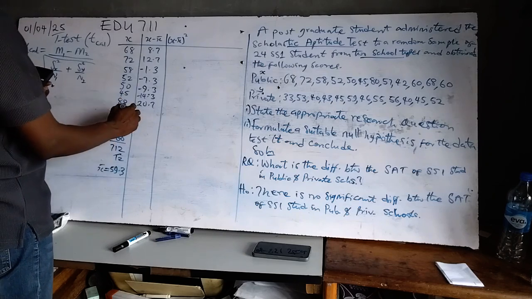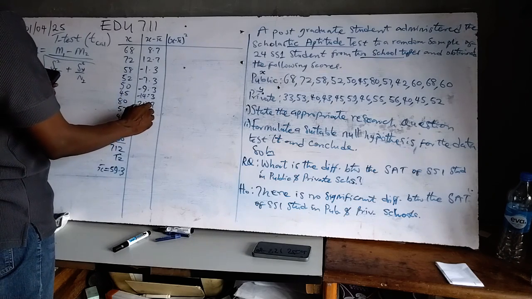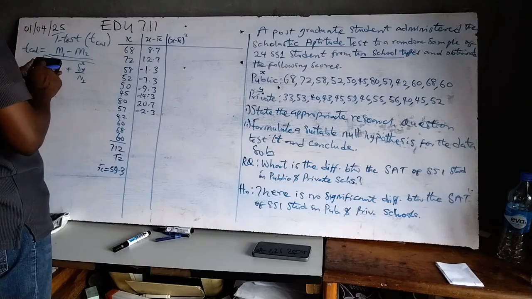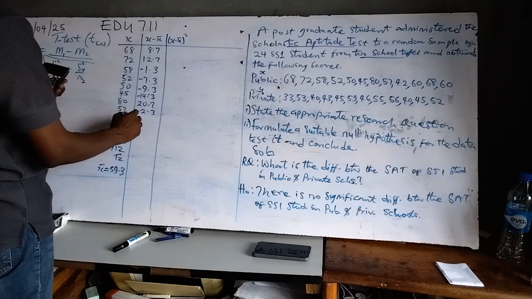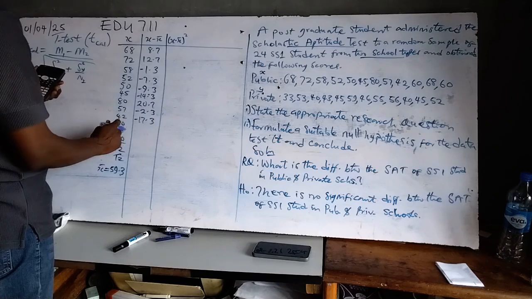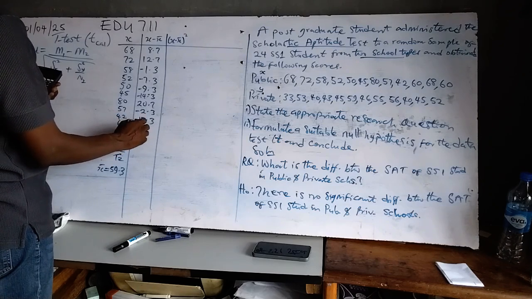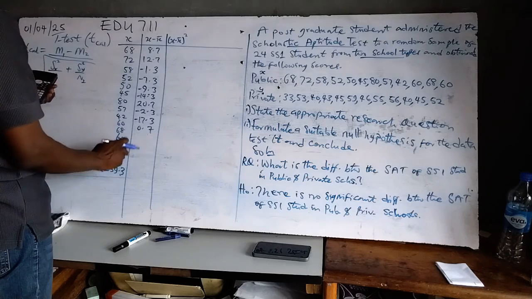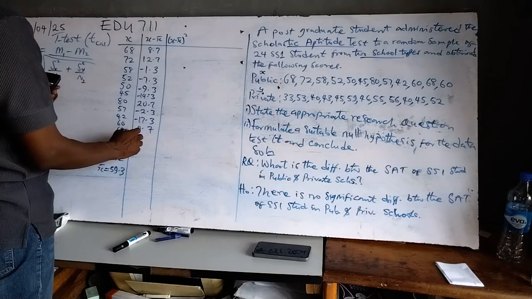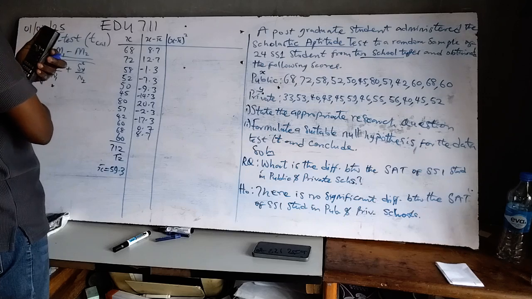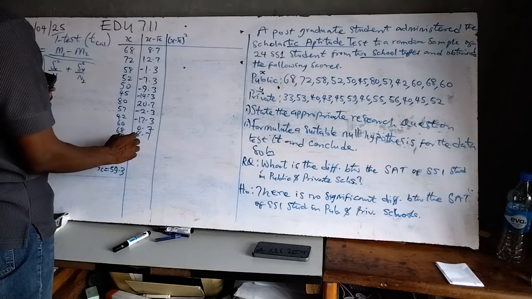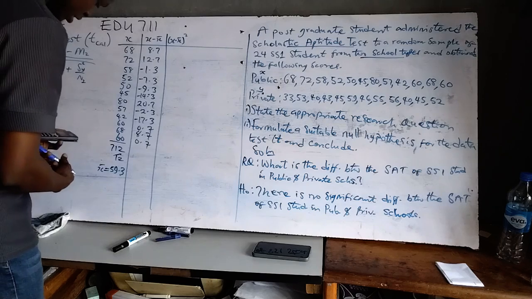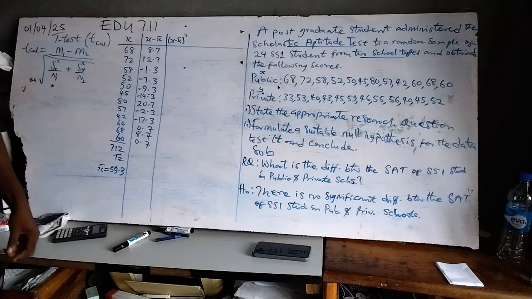57 minus this is minus 2.3. 42 minus 59.3 is minus 17.3. 60 minus this is 0.7. 68 minus this is 8.7. 60 minus this again, 0.7.